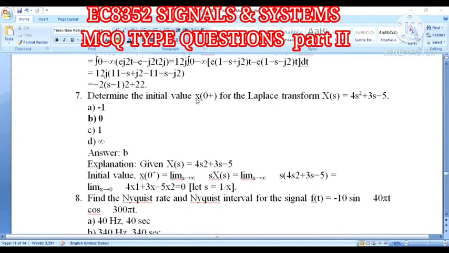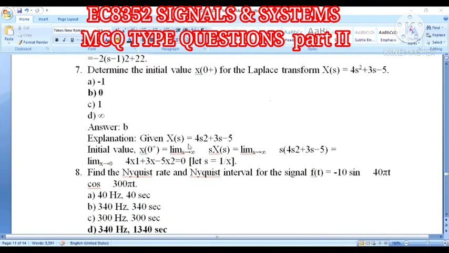Okay. Next question. Determine the initial value of x of 0 plus for the Laplace transform. So initial value theorem. Previous problems are all final value. Now initial value. So initial value is x of 0 plus, which is equal to limit s tends to infinity s into x of s, while the final value means limit s tends to 0. So in this place you have to put 0, but initially here you put it tends to infinity. This is the difference between initial value and the final value.